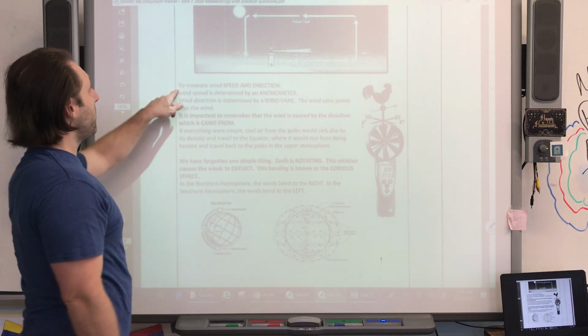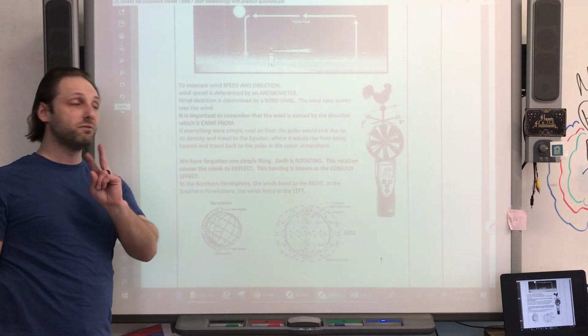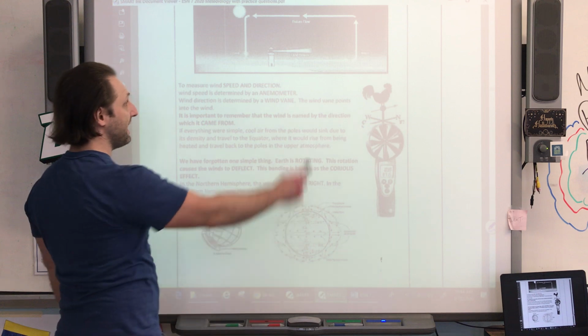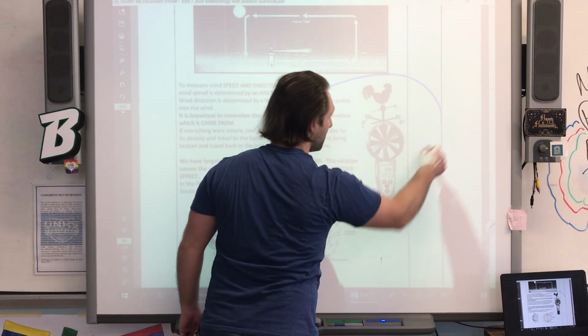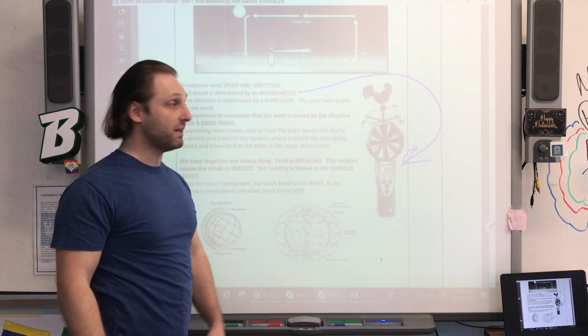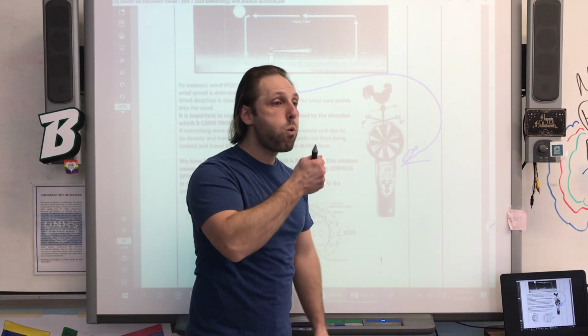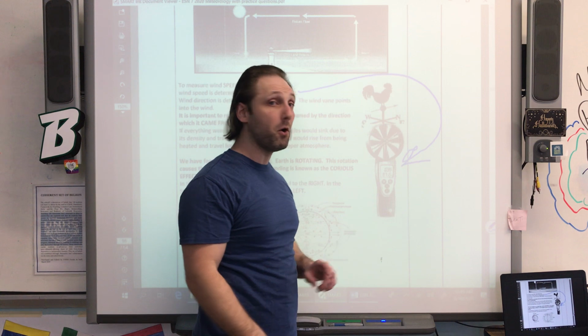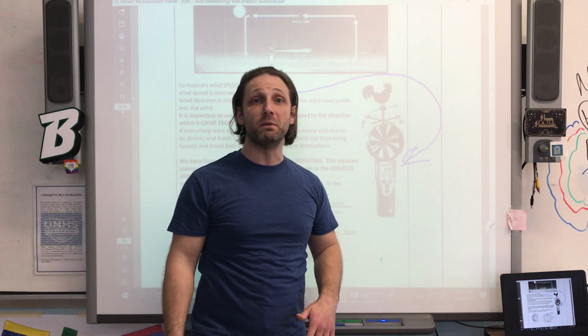All right, so wind speed and direction. We got two devices. One of them is called an anemometer. The anemometer measures the wind speed. So it's like blowing on that fan like a pinwheel, except that pinwheel is hooked up to a probe, and that probe is going to measure the speed.